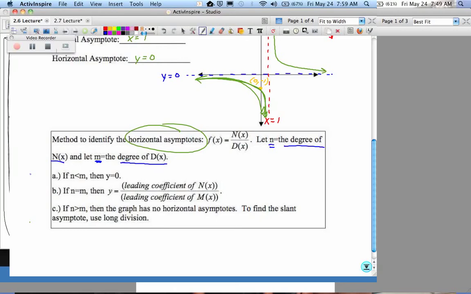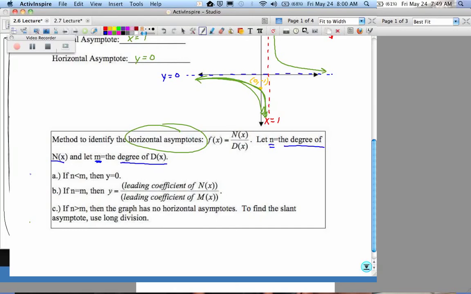So what happens when the bottom of the fraction grows faster than the top? What happens when the number on the bottom of a fraction keeps getting larger and the top one doesn't get as big? What happens to the number? It gets smaller, smaller, smaller, right? So anytime the bottom is the big number, and again, what's degree?